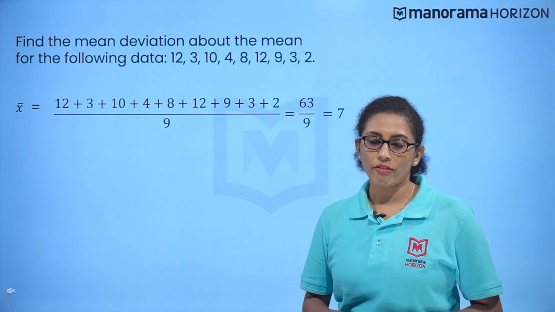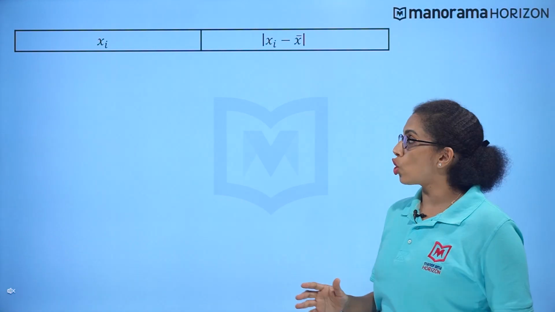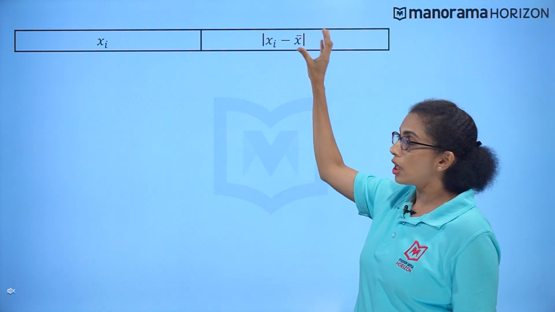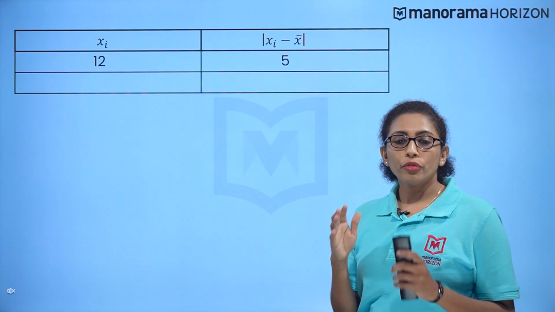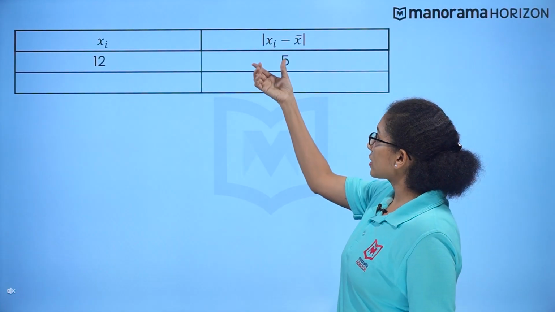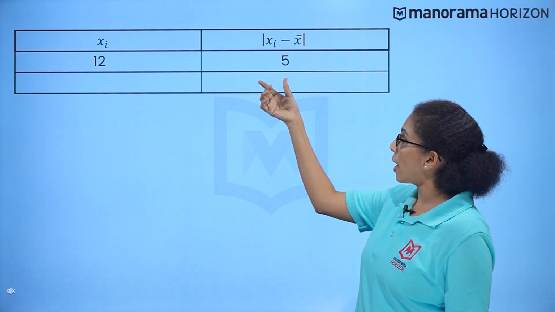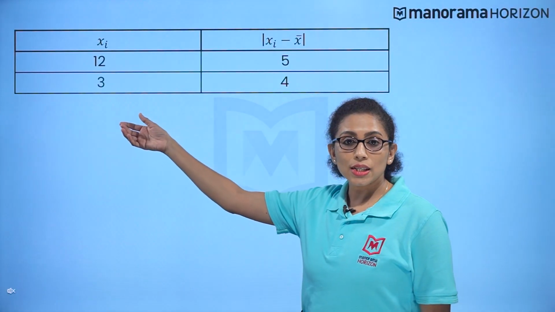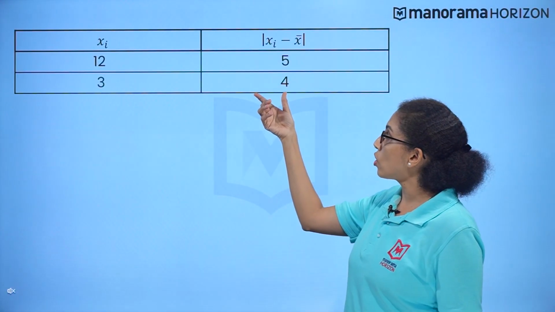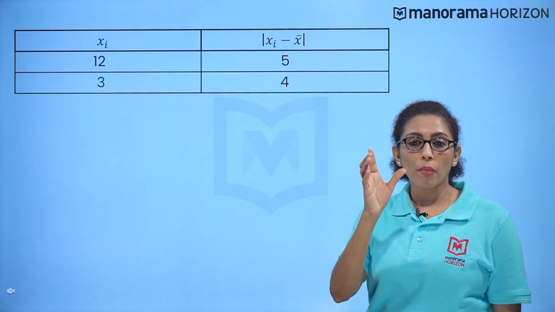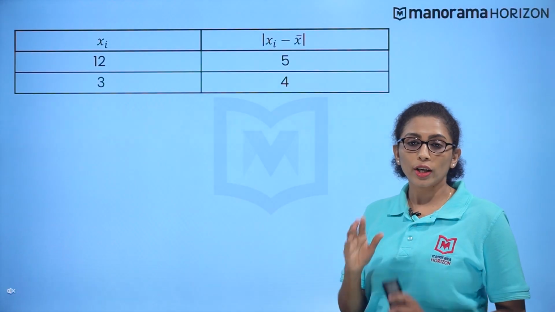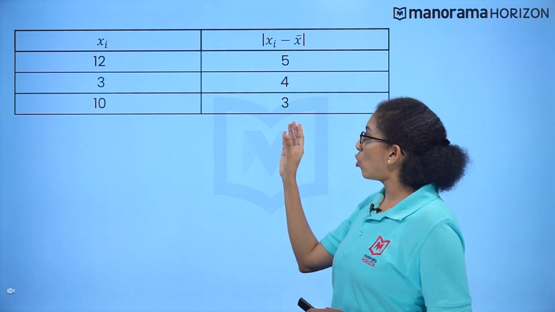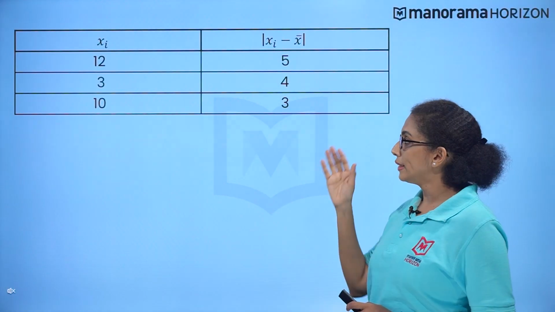we get it as 7. Next, we make a table showing the values of xi, xi minus x bar, and its modulus value. So for the value of 12, modulus of xi minus x bar, that is 12 minus 7, we get 5. Now when xi is equal to 3, we get modulus of 3 minus 7, that is modulus of minus 4, and we get 4. We take only the positive value. Now when xi is equal to 10, we get modulus of 10 minus 7 is equal to 3.